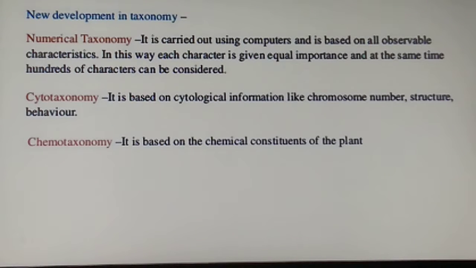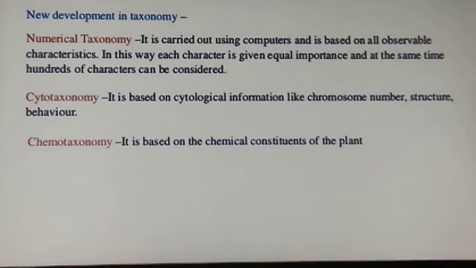Students, coming on to the new developments in taxonomy, we have 3 different categories. The first one we have is numerical taxonomy. Next we have cytotaxonomy, and the last one we have is chemotaxonomy. So talking about the first one, it is carried out using computers and is based on all observable characteristics. In this way, each character is given equal importance and at the same time hundreds of characters can be considered. Because it is very easy, we can consider a number of characters at the same time.